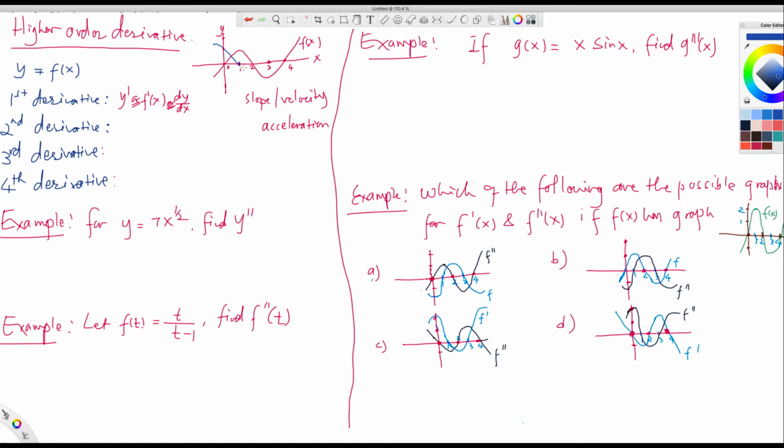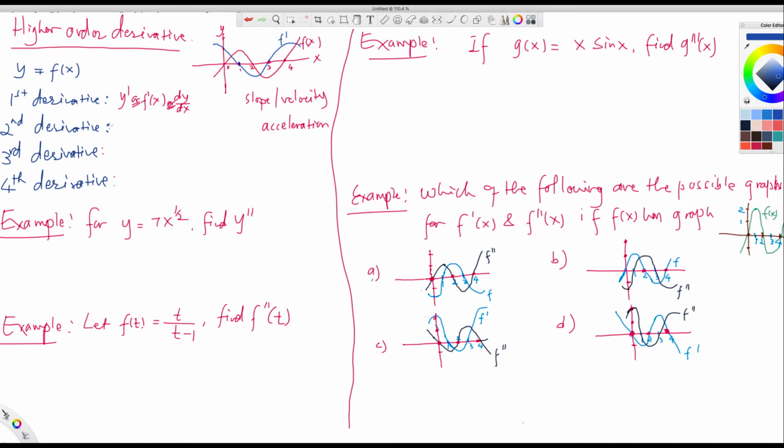Also, between 1 and 3, the graph is decreasing, meaning that you can have something like this. And after 3, the graph is increasing, meaning that it must be above the x-axis. This must be f prime. This is the graph of f prime of x.